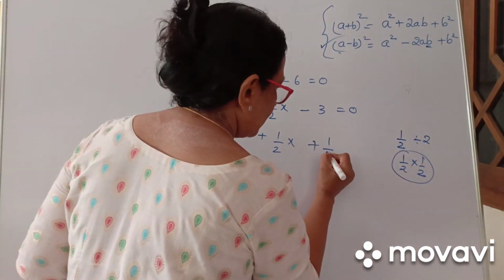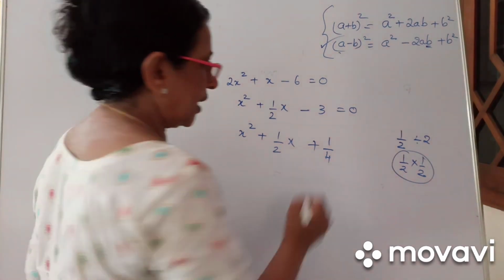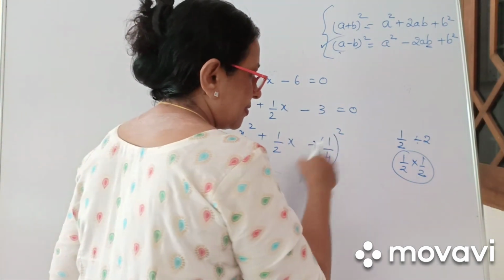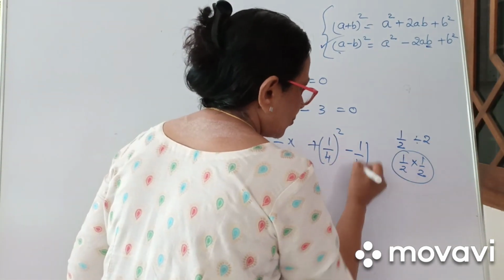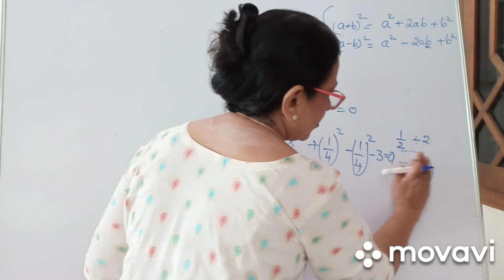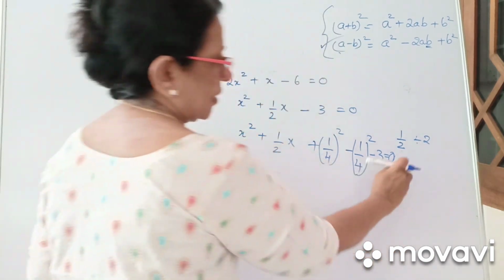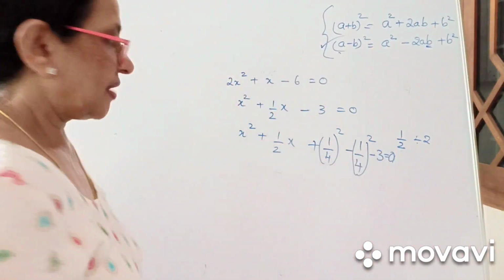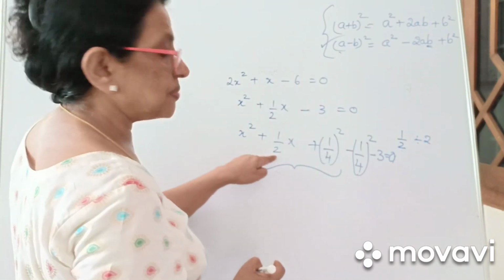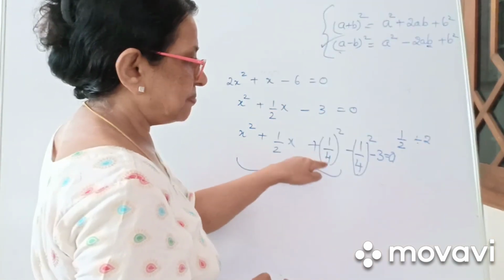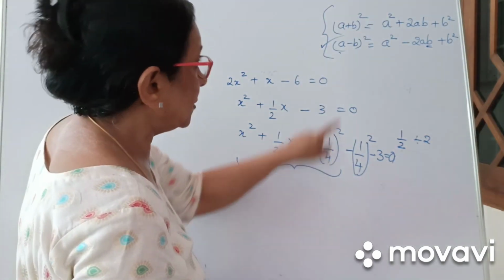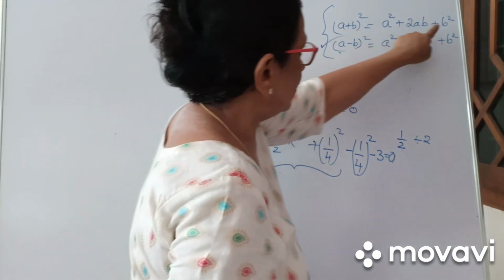സോ ഐ എം റൈറ്റിംഗ് 1 by 4 ഹിയർ. ഓക്കെ, ഹോൾ സ്ക്വയർ. ഓക്കെ, കണ്ടോ? മൈനസ് 1 by 4 ഹോൾ സ്ക്വയർ minus 3 equal to 0. Okay, understood? Now till here ഇവിടം വരെ a squared plus this becomes 2ab plus b squared. Okay, understood? കണ്ടോ, ഇതാണെൻ്റെ എയും ഇതെൻ്റെ ബിയും.